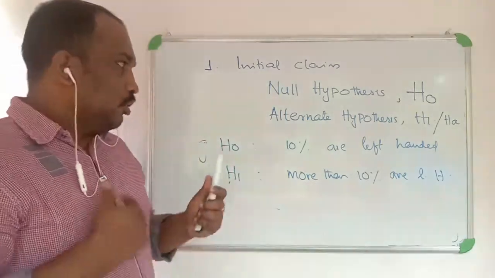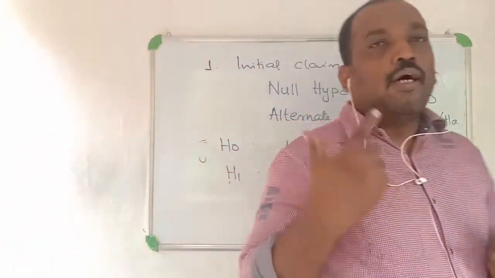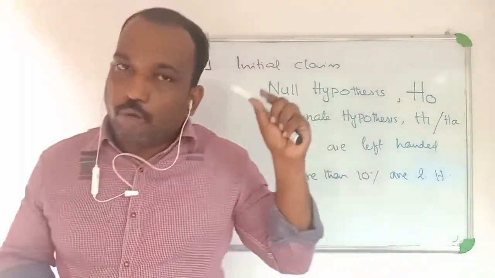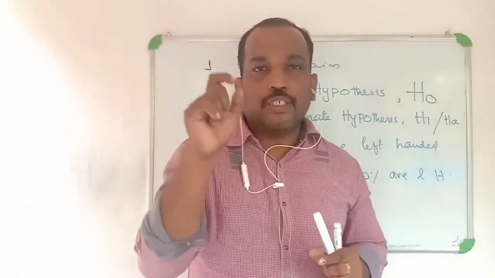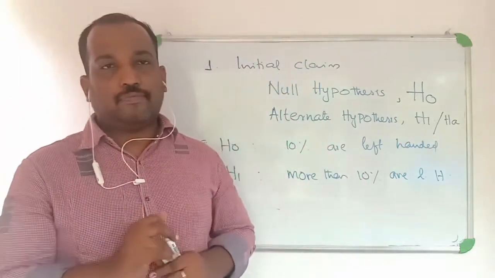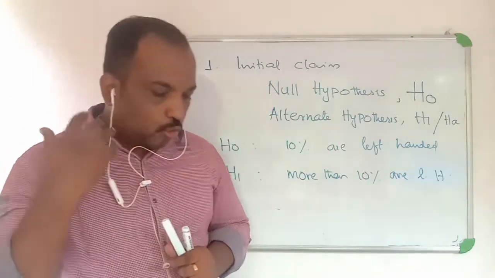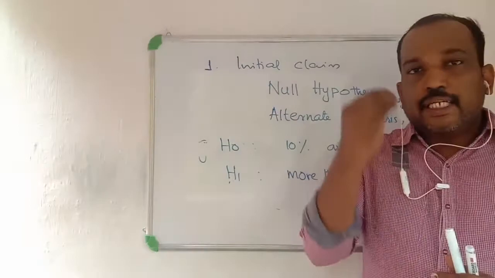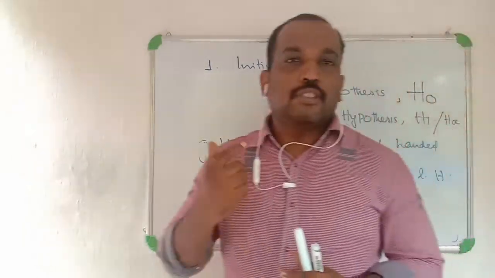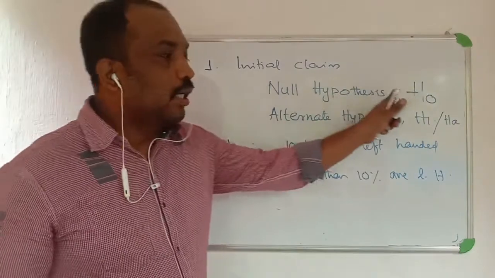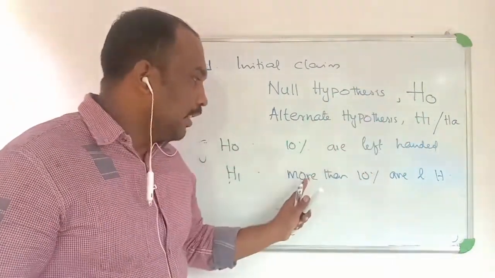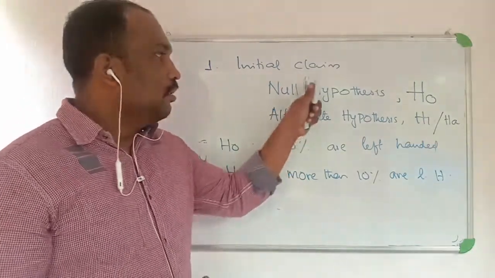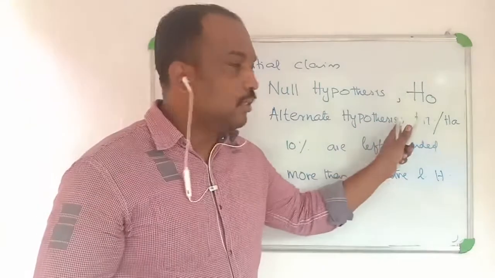Okay, so once again, just revise. We started with hypothesis. A hypothesis is nothing but a promise or a claim which is to be tested scientifically or statistically. When we test a claim, the general or initial claim is named the null hypothesis, and the claim which is formed later based on the null hypothesis is the alternate hypothesis, which is H1.